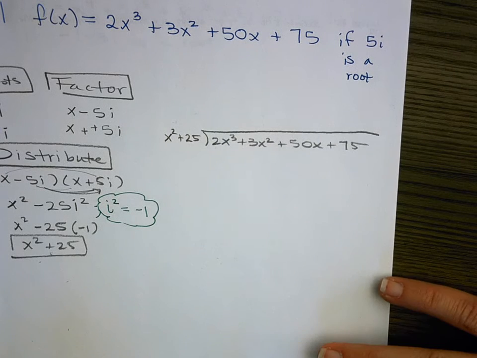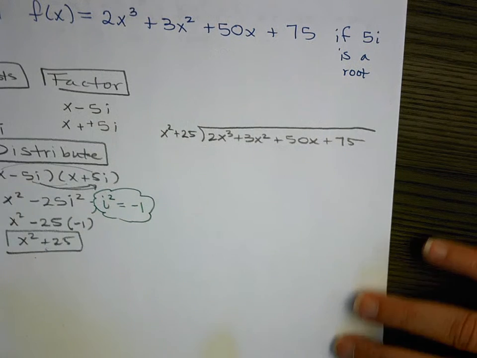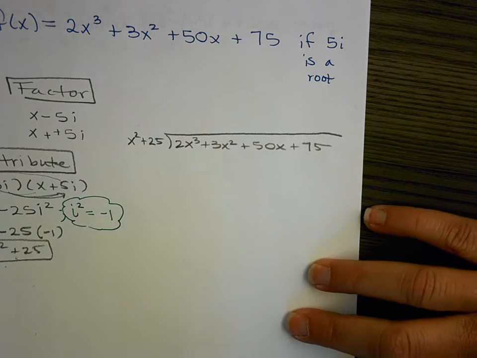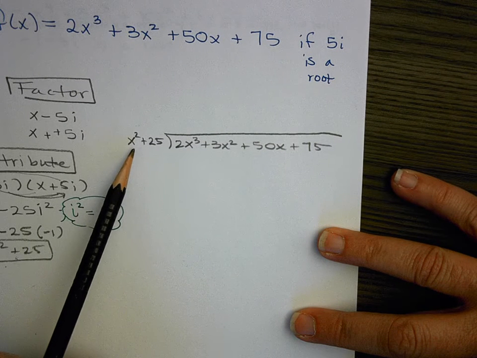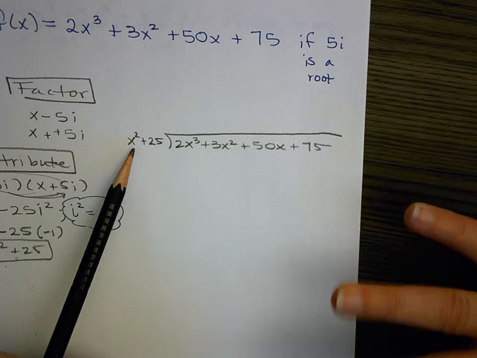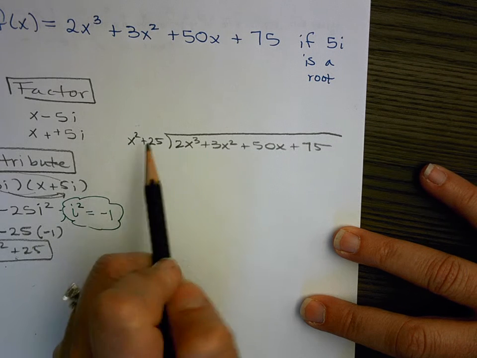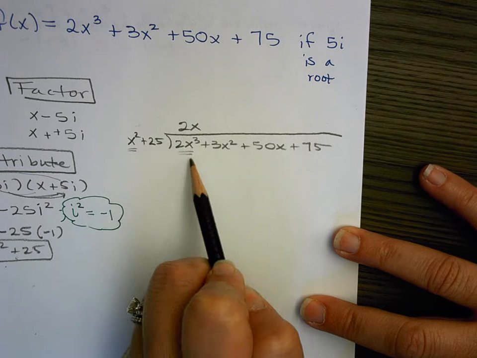So now I should get a remainder of 0 because I'm saying this is a factor of it. So if it's a factor, I need to get a remainder of 0. So if I don't, I know something went wrong. So now for long division, I want to know what x squared multiplied by will give me 2x cubed. So what do I need to multiply x squared by to get 2x cubed? And if I multiply by 2x, then I will get 2x cubed.